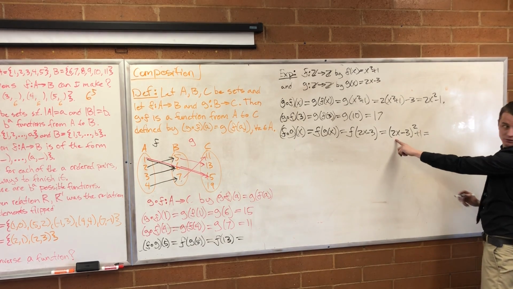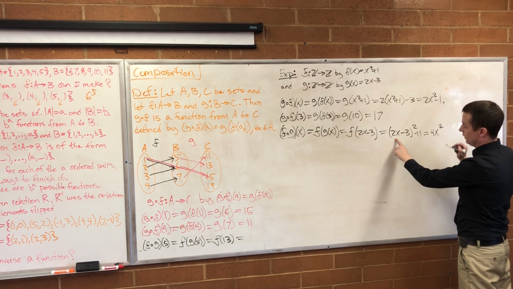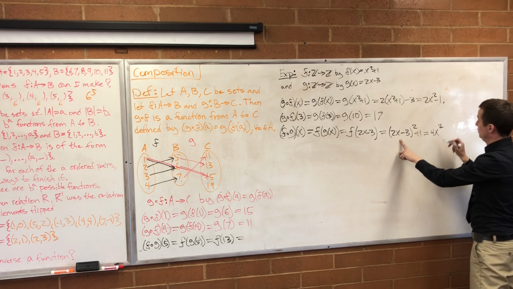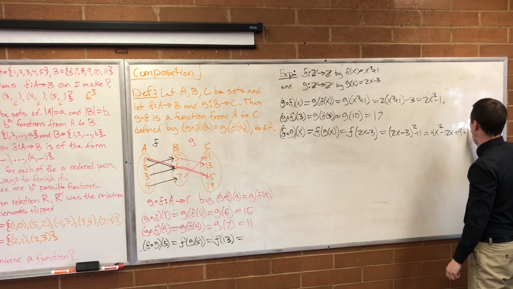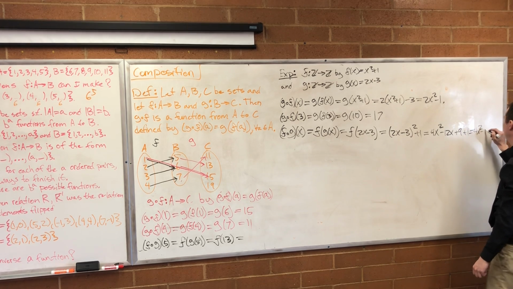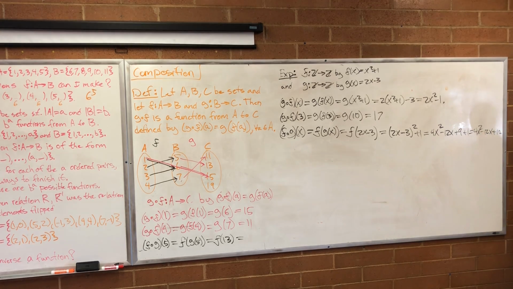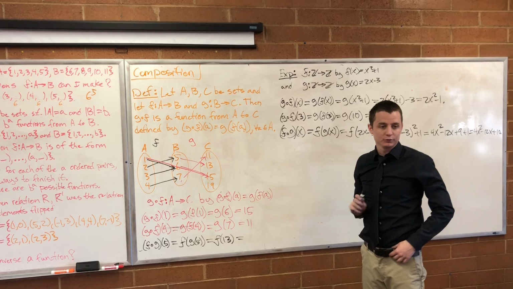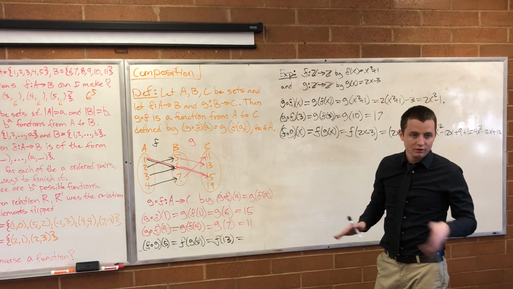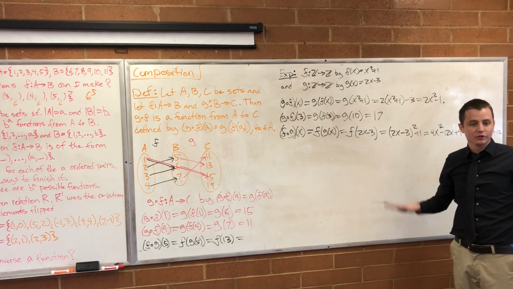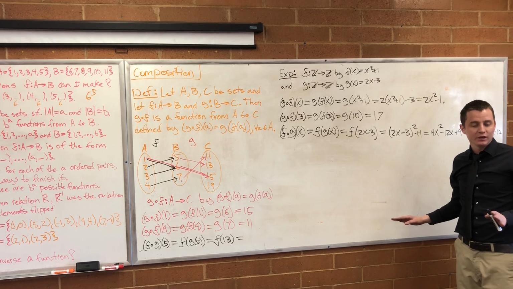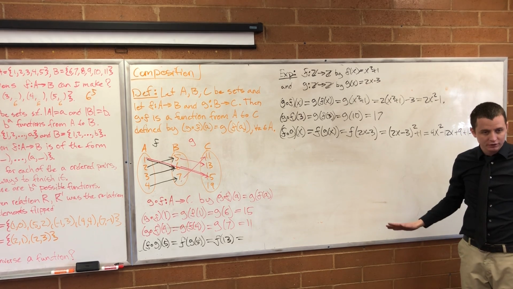Okay. What is this squared? 4x squared minus 12x plus 9, plus 1, is equal to 4x squared minus 12x plus 10. Notice that and that are very different functions. So just because you can do both g composed with f and f composed with g does not mean they give you the same function. First off, you might not even be able to do both of them, as we saw over here. And even if you can do both of them, they're still very different functions. The same way that 1 divided by 2 and 2 divided by 1 are very different numbers.